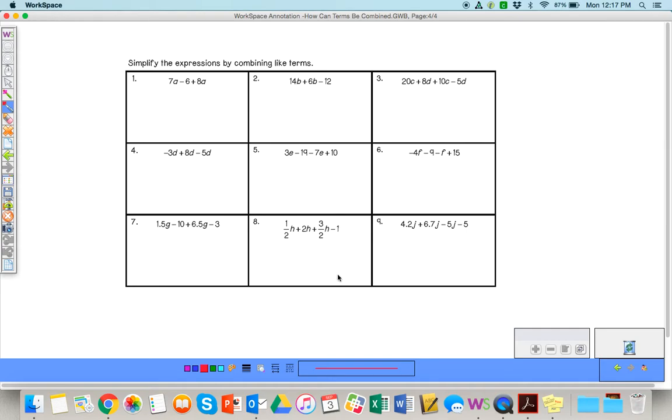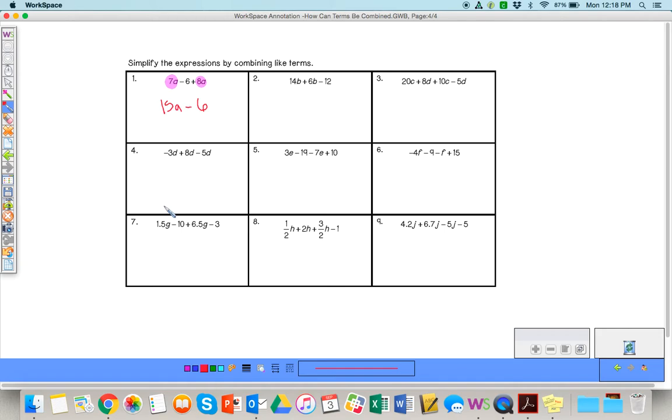So we are going to do the first 3 together. Actually, we're going to do the first 4 together. First 4. All right. If it helps you out, I highlight my like terms. So I have 7A and I have 8A. Okay, those are my like terms. So I'm going to combine those to get 15A minus 6.